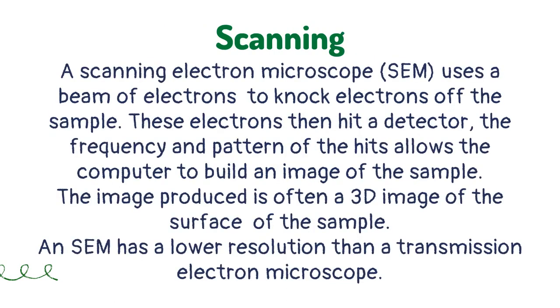A scanning electron microscope uses a beam of electrons to knock electrons off the sample. These electrons then hit a detector. The frequency and pattern of the hits allows the computer to build an image of the sample. The image produced is often a 3D image of the surface of the sample. An SEM has a lower resolution than a transmission electron microscope.